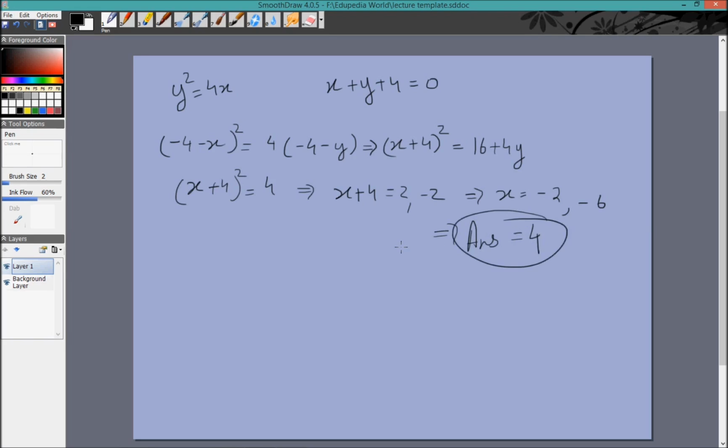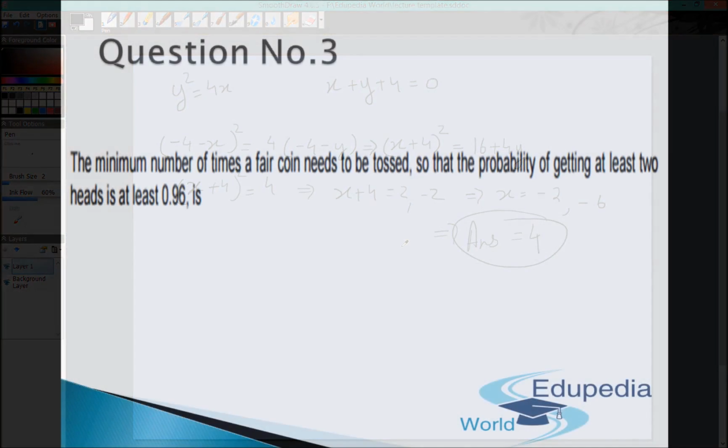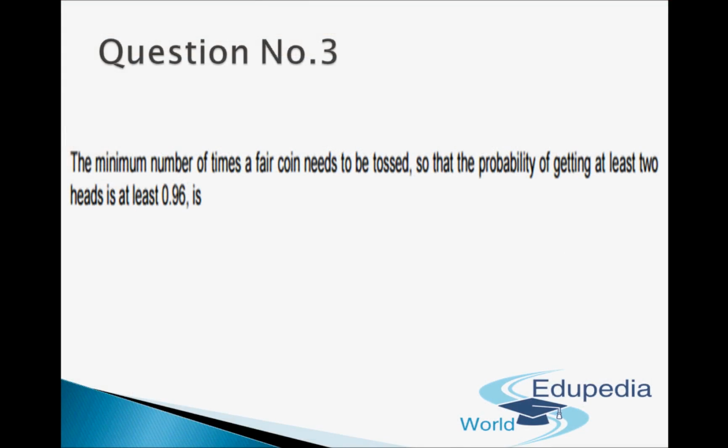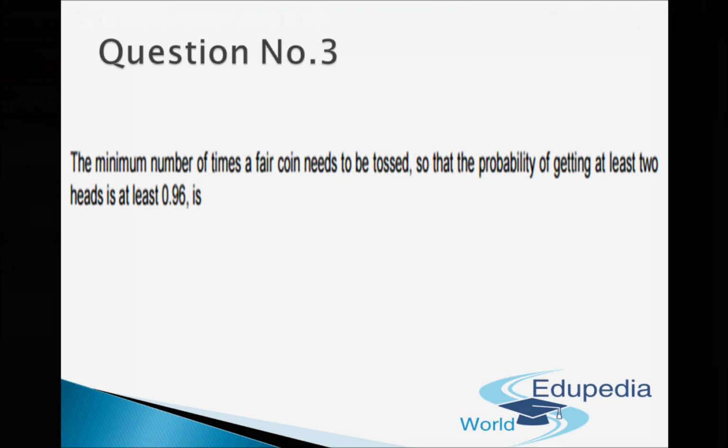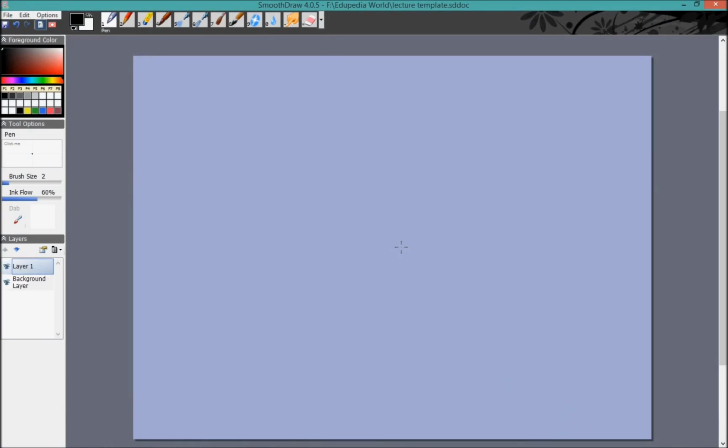Right? The question after this is, the minimum number of times a fair coin needs to be tossed so that the probability of getting at least 2 heads should be 0.96. Right? So let's say I toss the coin n number of times. The probability of at least 2 heads should be greater than or equal to 0.96.